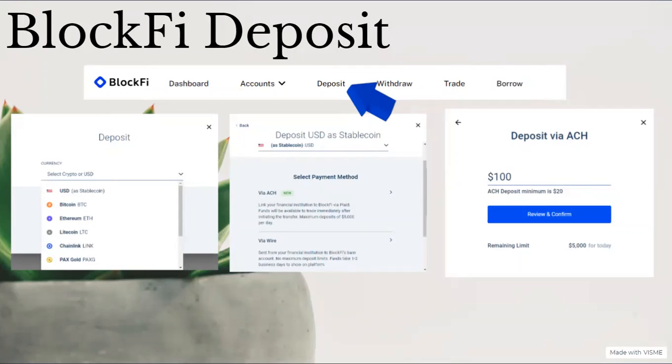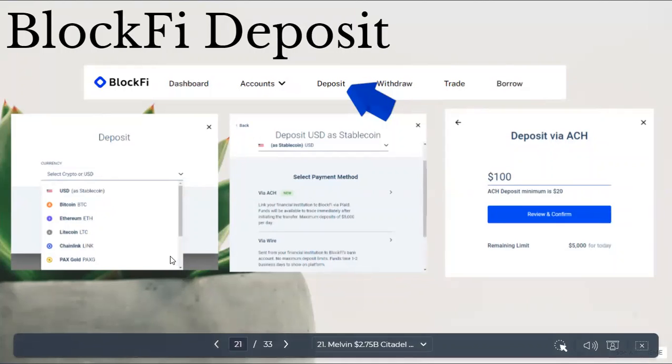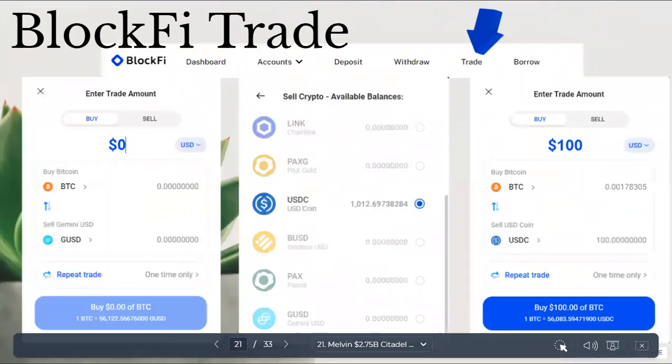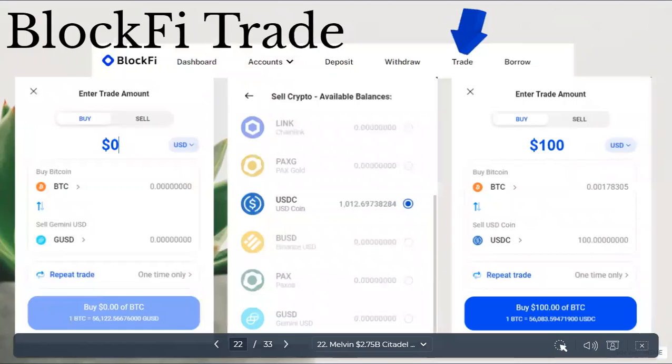Next, we select the payment method. I use ACH bank transfer since I instantly get access to the amount of money. Finally, I put $100 to deposit via ACH and click review and confirm. One thing to keep in mind is that the USD will be converted to the Gemini USD stablecoin, or GUSD for short, since Gemini is the custodian for BlockFi. Once the deposit is complete, we click trade at the top and enter our trade amount.